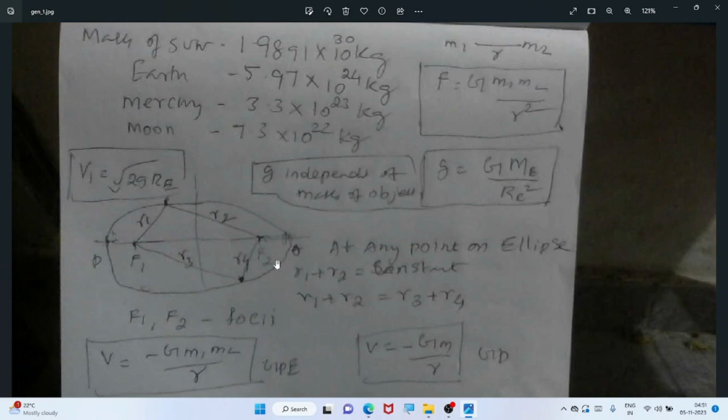Now, the earth revolves around the sun in an elliptical orbit. The ellipse has two foci, F1 and F2, and one of them is occupied by the sun. At any point on this elliptical orbit, if you add up the two distances from the foci, the sum is constant. Like r1 plus r2 is the same as r3 plus r4 at another point. Similarly, for all the points, this sum of the two distances will be constant.